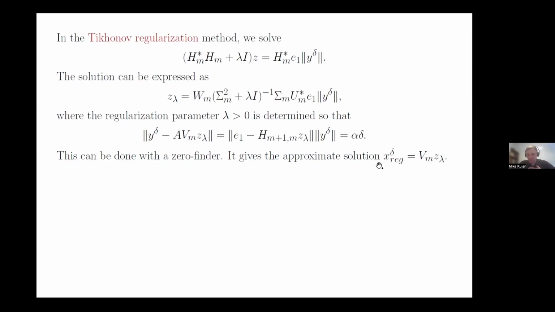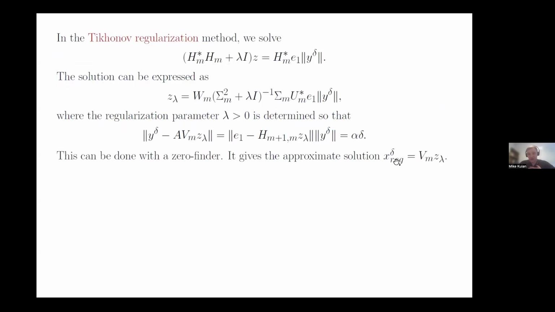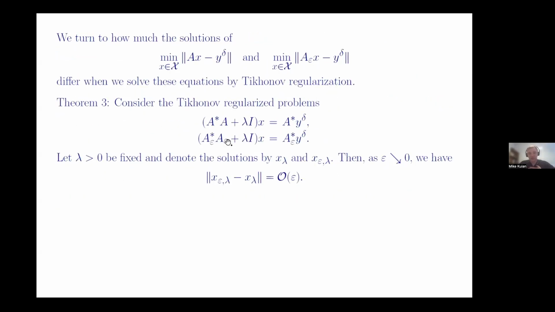Remember our surrogate solution of the original least squares problem. This is it. Okay. So again, by theorem 3, it's guaranteed to converge to the original regularized problem.